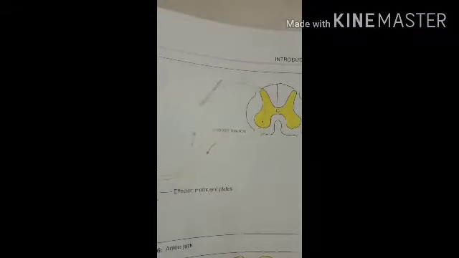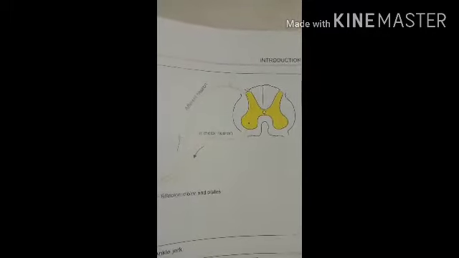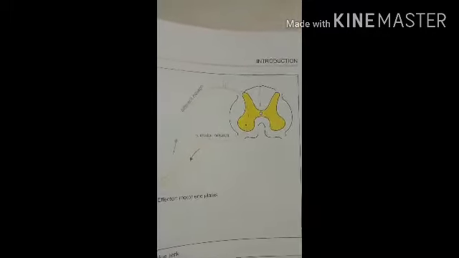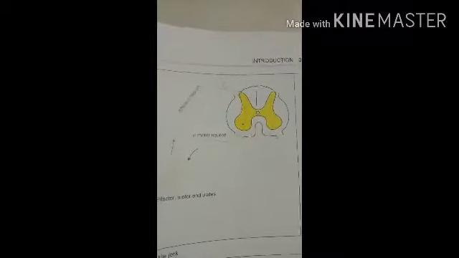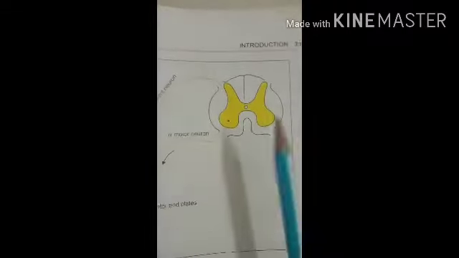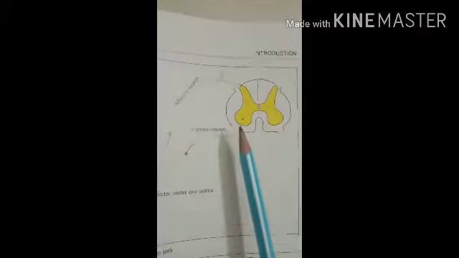Okay. Then the motor neuron. As you know, the motor neuron carries impulses from the CNS to the distal part of the body. These somatic motor neurons are of two types. The motor neuron is also called the efferent neuron, or the somatic neuron. They are of two types, the upper motor neuron and the lower motor neuron.